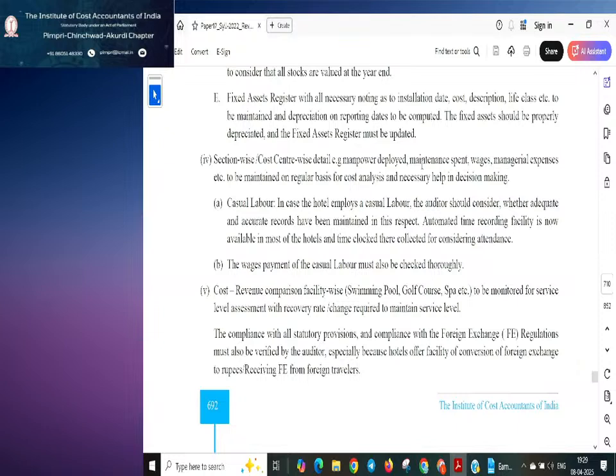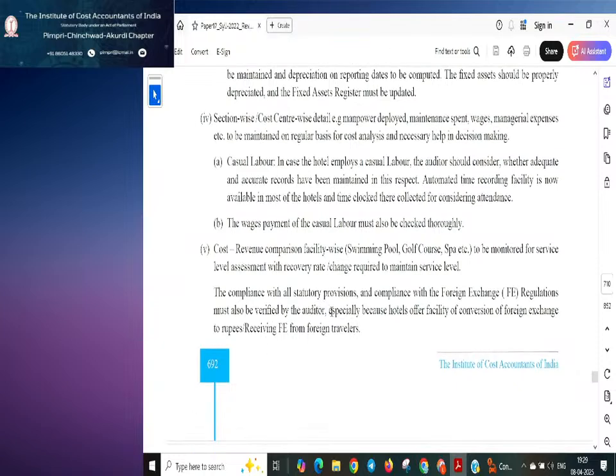Then cost revenue comparison facility wise, when it comes to other facilities like spa, swimming pool, golf course, it needs to be monitored. So sometimes you might feel the revenue that you are getting from such facilities is less than the cost of maintaining all those things. So that could also be one of the reasons why the hotel is facing losses. So therein a cost revenue analysis should be made in such facility which is offered by the hotels.